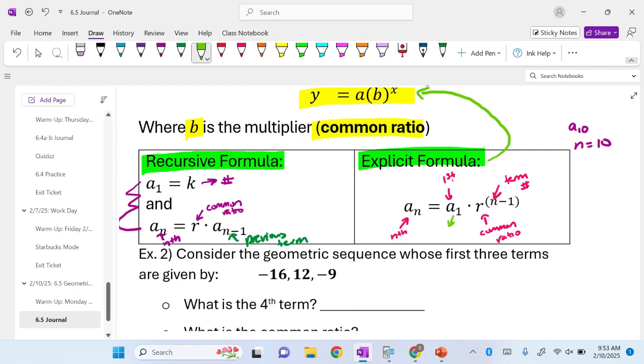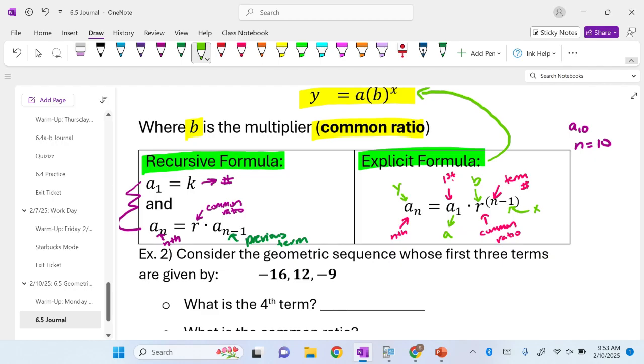Because a of 1 would just be our a value, which remember, a value is our y-intercept or our initial value. R, we already said, is the same as our b value. And then the n minus 1, that could just represent our x. And then a of n is your y. So it's essentially the exact same as an exponential function or your exponential formula.